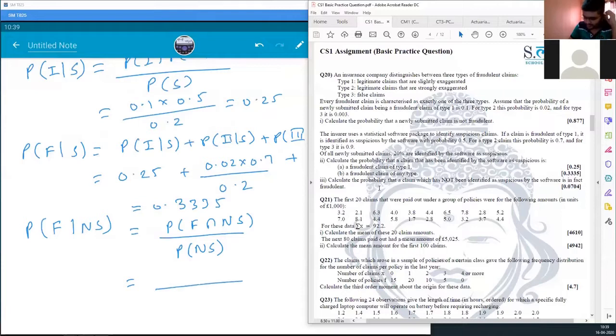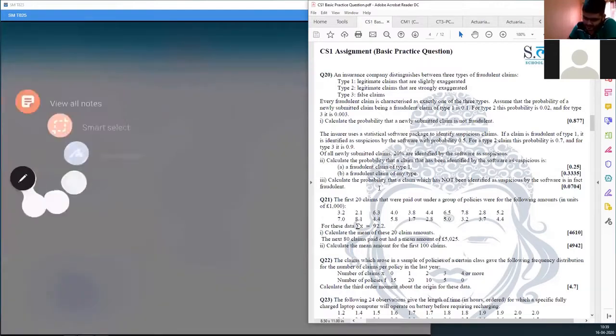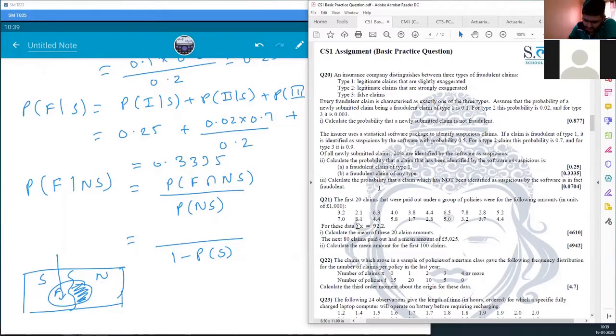So the denominator is easy. This will be 1 minus probability of being suspicious. So what about the numerator? Let's say I have only one category, I have two categories. This is suspicious, this is not suspicious, and let's say this is fraudulent. So this is what we want, probability of fraudulent intersection not suspicious. Now if I add this part to it, probability intersection suspicious, then I will get the whole fraudulent.